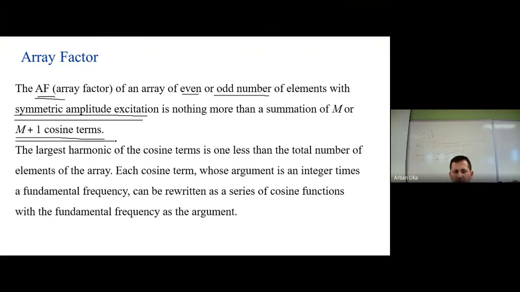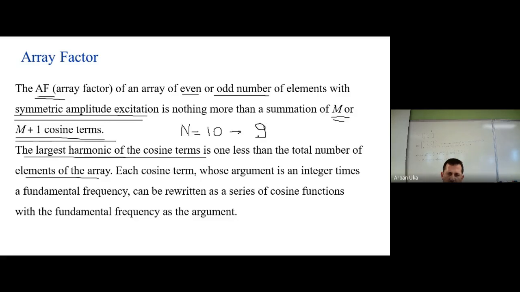Okay, so we can have a lot of cosine terms, and if we add these, they're going to make a distribution as a function of angle theta. But this is going to be either an odd number of cosines or an even number of cosines. Now, the largest harmonic of the cosine terms is one less than the total number of elements in the array. So this means that if we have an antenna which can have 10 elements, if n is equal to 10, then the largest harmonic is going to be the 9th harmonic.